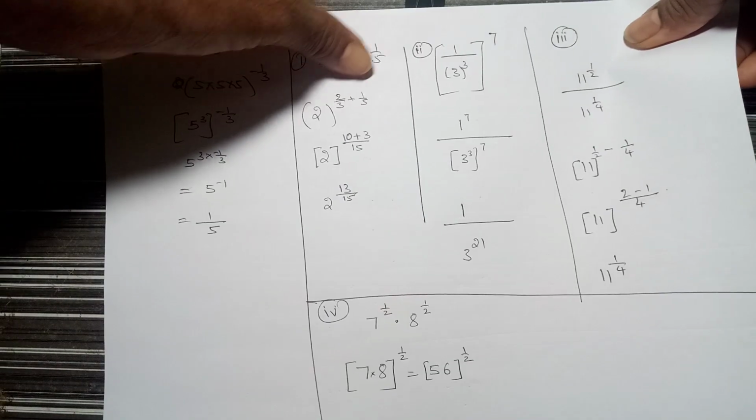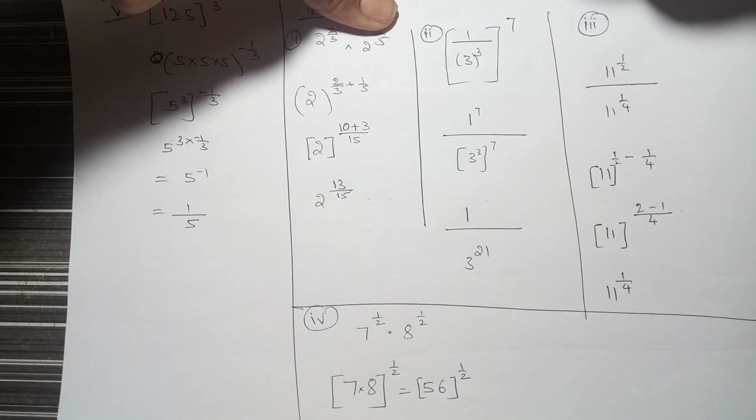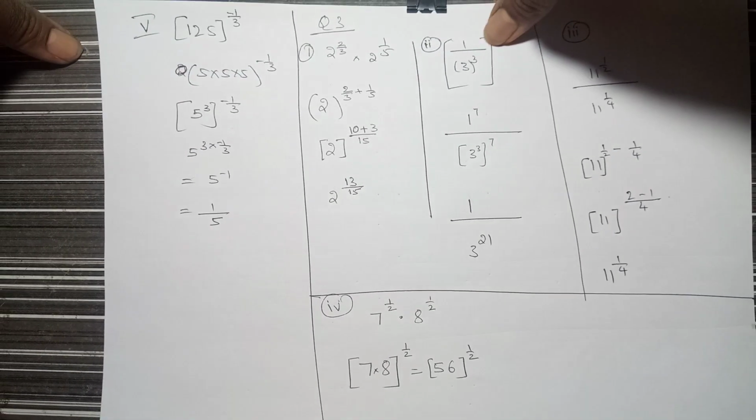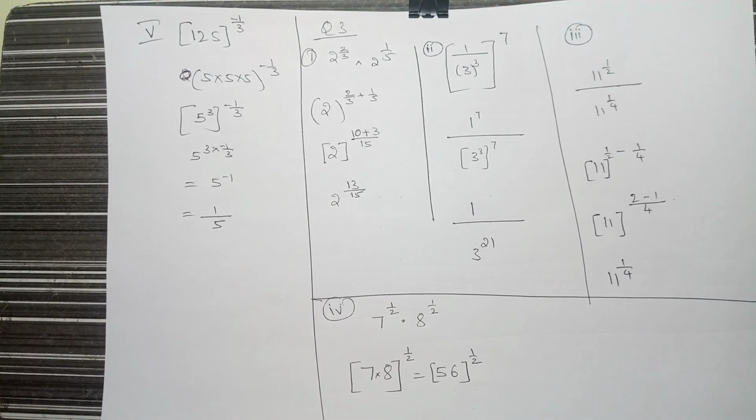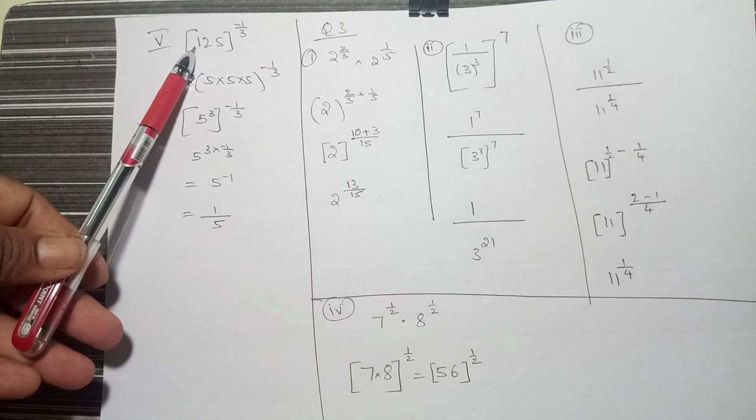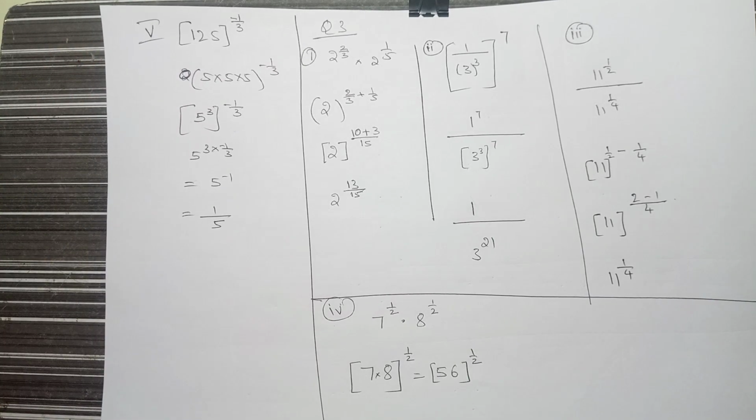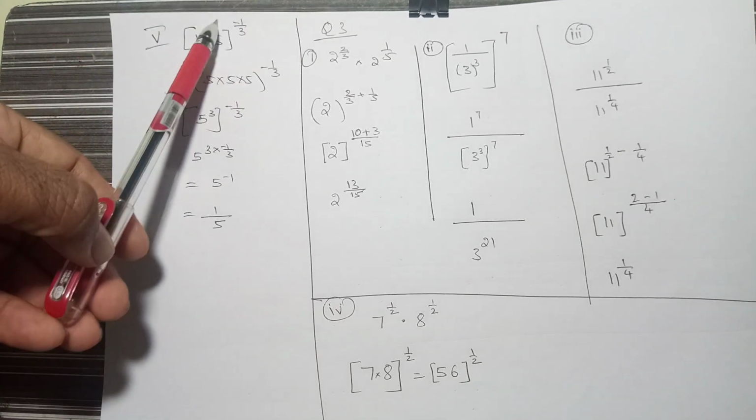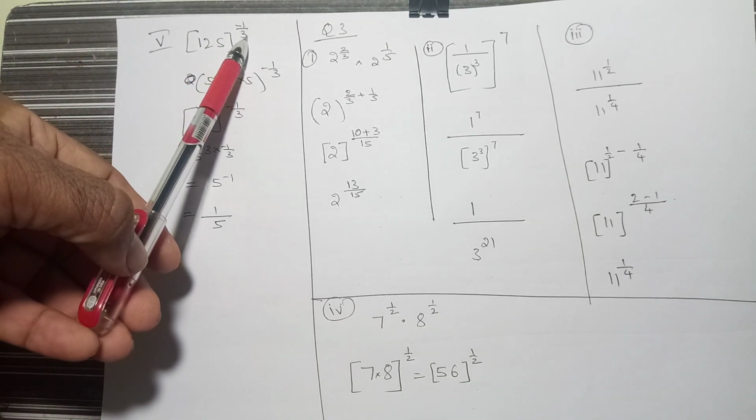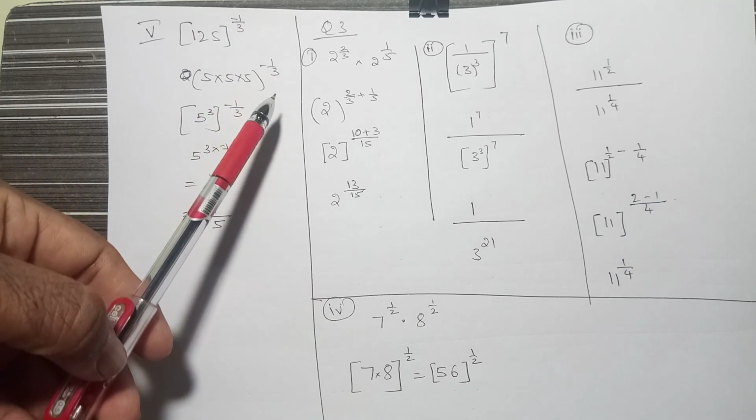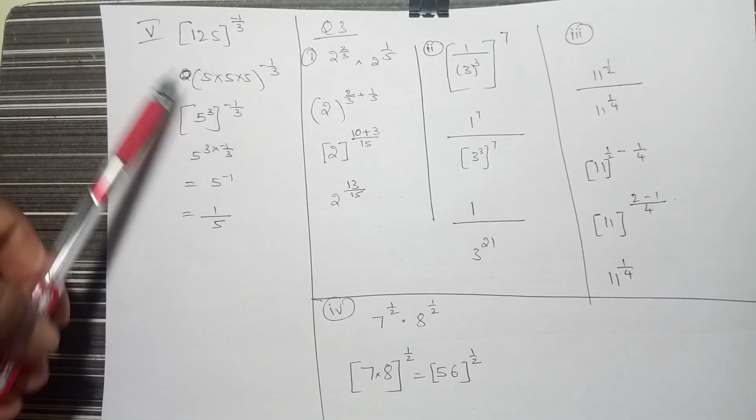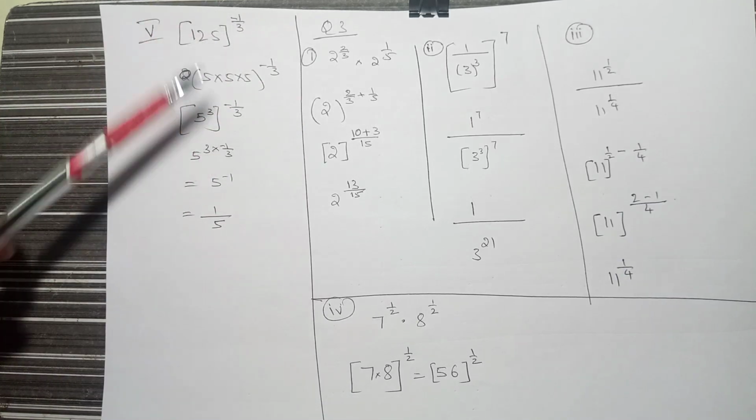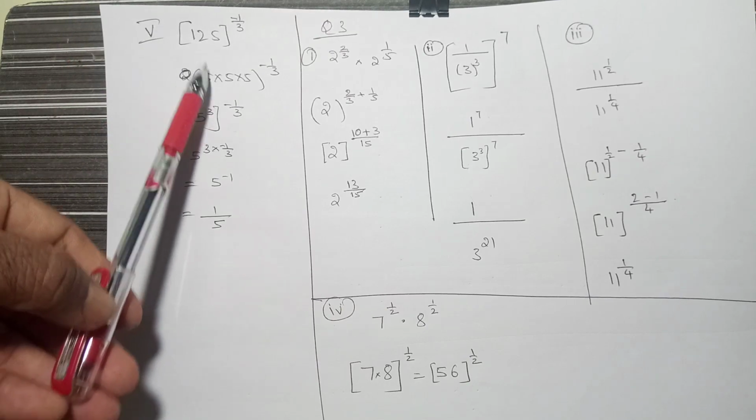This is the last part of 1.6 exercise, and the fifth question is here. Fifth Roman numeral of the first question, 125 power minus 1 by 3. So minus doesn't give any change, but we have to find out what the final answer is.